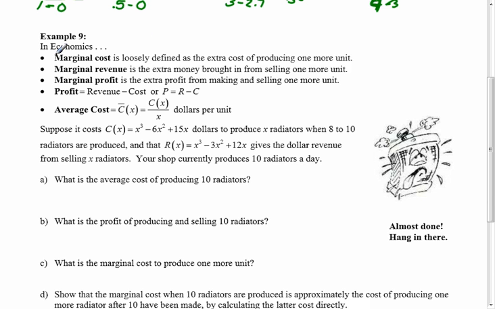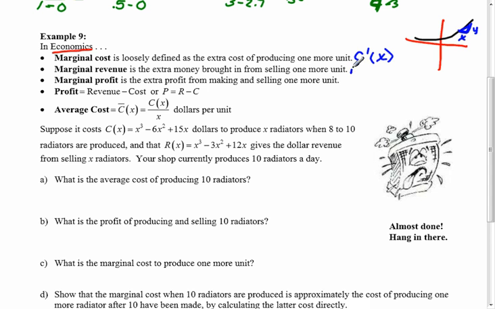Economics. Mr. Koff would love this because we're doing some economics and calculus. Marginal cost is loosely defined as the extra cost of producing one more unit. So if you have your function and you have a cost here, we're just looking at what it would cost, the marginal cost, to produce just one more unit. So if we add 1 to our x value, it will go up a little bit, or maybe down if our cost is decreasing. So what we're really looking at is the derivative. Marginal cost is just the derivative of the cost function.